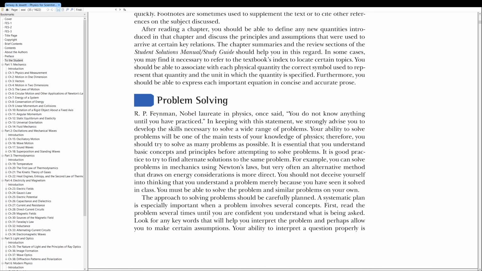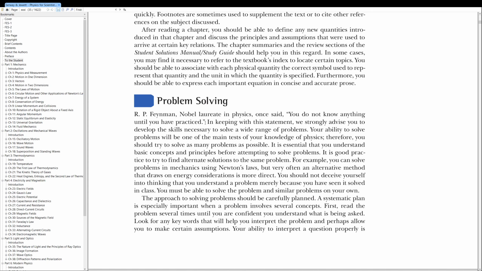Problem solving. So I'm just going to read this here. Richard Feynman, Nobel laureate in physics, once said, You do not know anything until you have practiced. In keeping with this statement, we strongly advise you to develop the skills necessary to solve a wide range of problems. Your ability to solve problems will be one of the main tests of your knowledge of physics. Therefore, you should try to solve as many problems as possible. It is essential that you understand basic concepts and principles before attempting to solve problems.